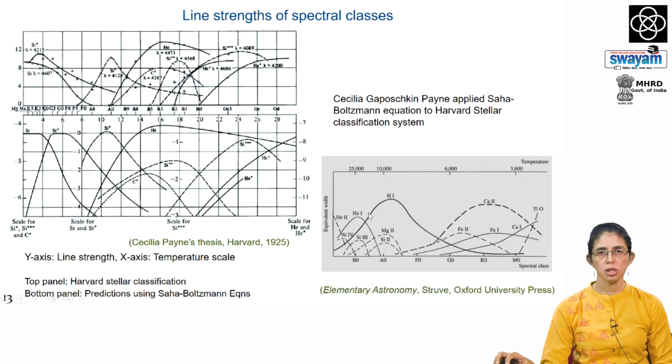These are also shown in the bottom right panel below, where one can see various species and various ionization levels and how the strength of the lines changes as a function of spectral type. One can clearly see that for hydrogen, neutral hydrogen, the strength of the line is maximum close to the A spectral type.